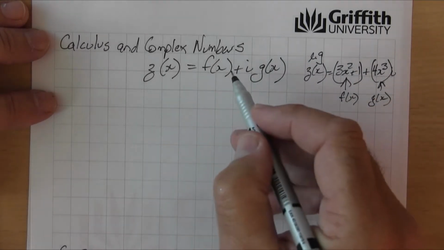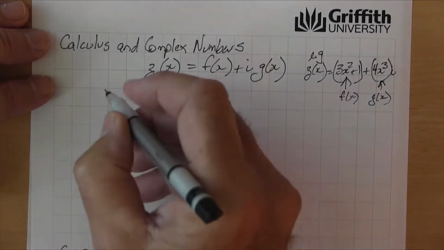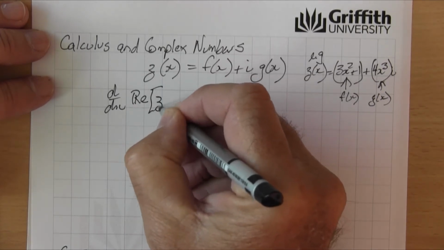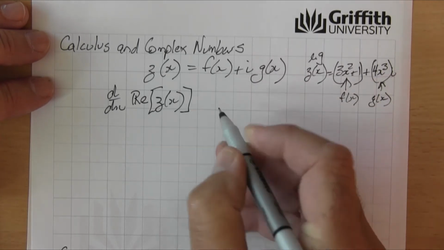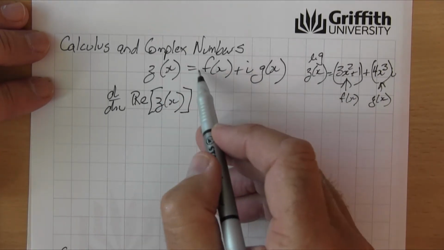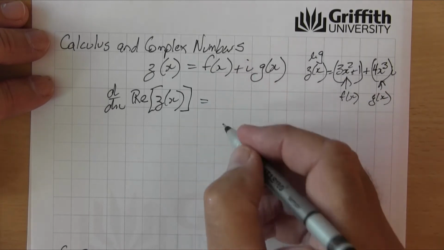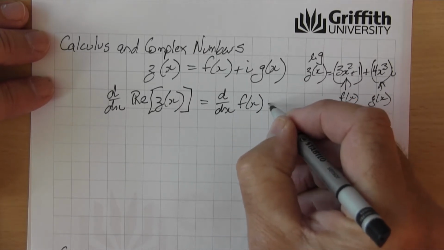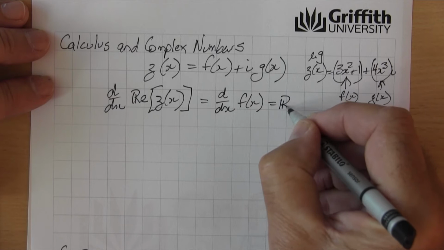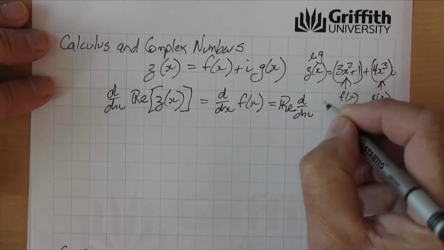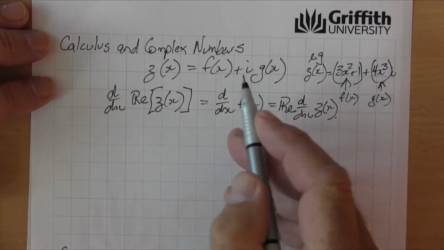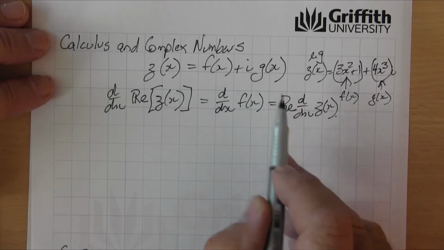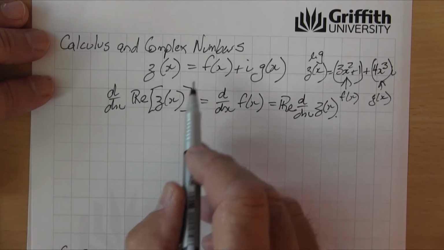When we do the calculus, let's talk about the derivative first. We can say that the derivative with respect to x of the real part of z of x. Now the real part of z of x is the part that does not contain i. In this case it's f of x, so it's simply just the derivative with respect to x of f of x. And that in fact is the real part of the derivative with respect to x of z of x. So you can just find the derivative of the whole function and then just pick out the real, and that is the derivative of the real part.